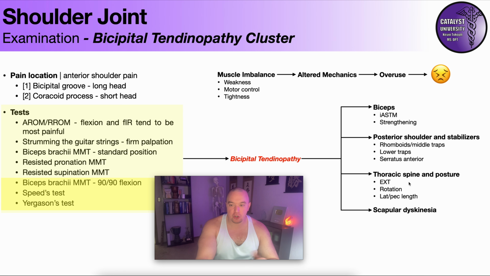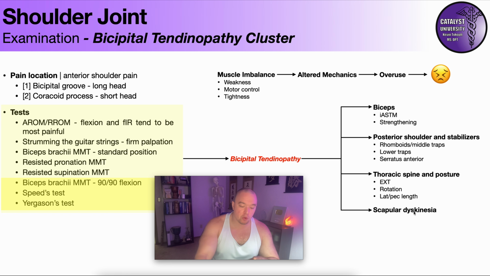Thoracic spine and posture: thoracic extension and rotation tend to be limited in a lot of shoulder conditions. So go after those and mobilize and get those things moving better. And also look at the length of the latissimus dorsi and the pecs. If those are limited, that can certainly create a muscle imbalance that can lead to a tendinopathy. And then also any scapular dyskinesia. If you have scapular dyskinesia, that can cause impingement, but it can also cause the bicipital tendinopathy.